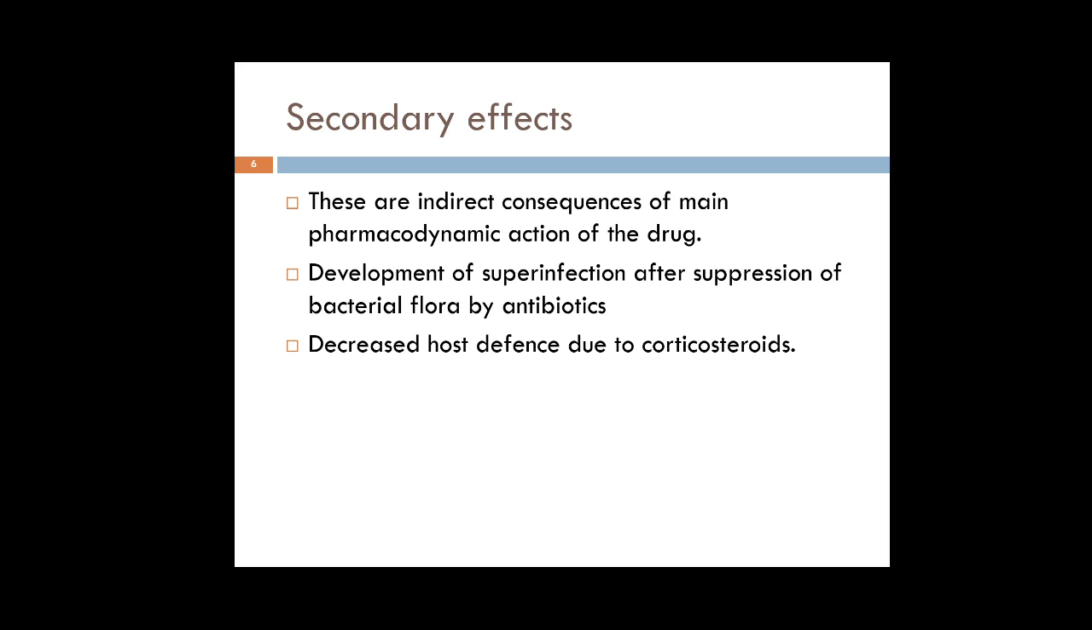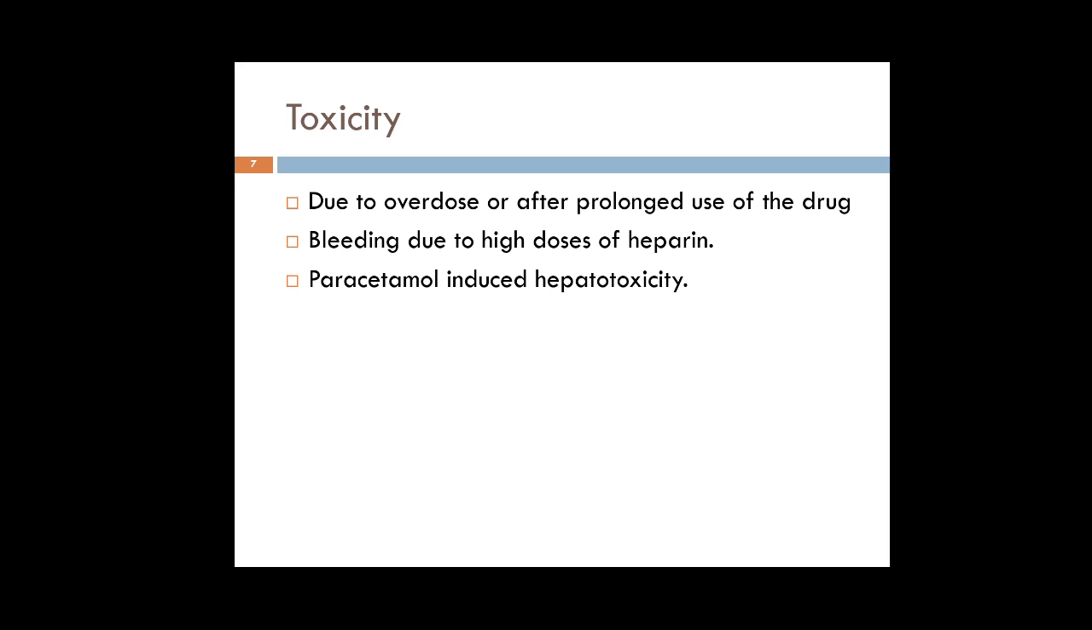The second example given is decreased host defense due to corticosteroids. Corticosteroids are agents which are potent anti-inflammatory agents. These are given when there is inflammation and many other things. They are also given for allergic conditions. They have various uses. But when corticosteroids are given, they cause a decrease in the host defense mechanism. So that is again a secondary effect of corticosteroids.